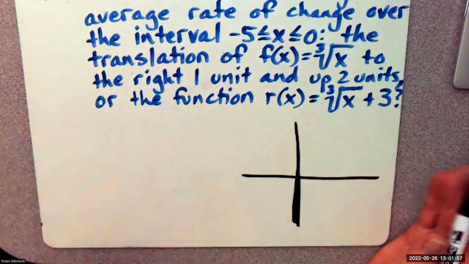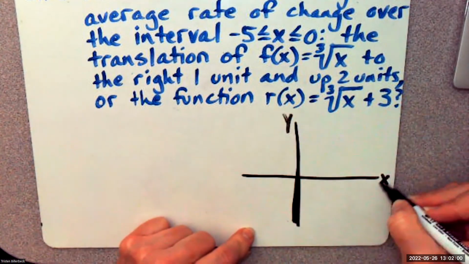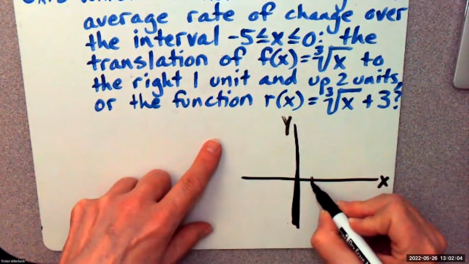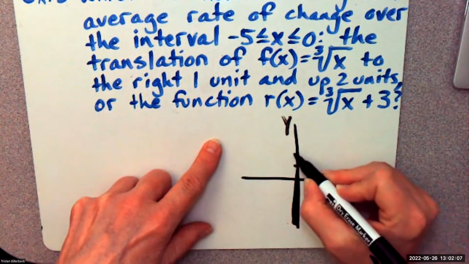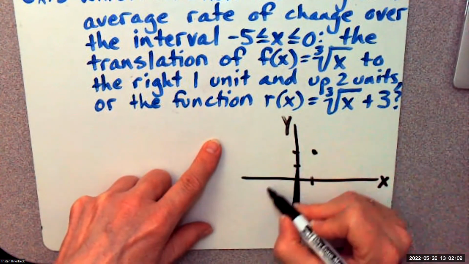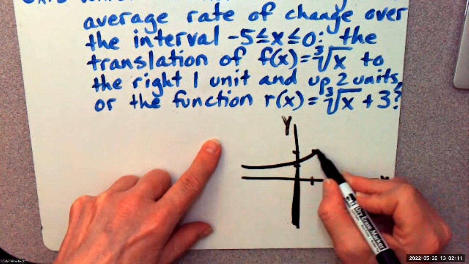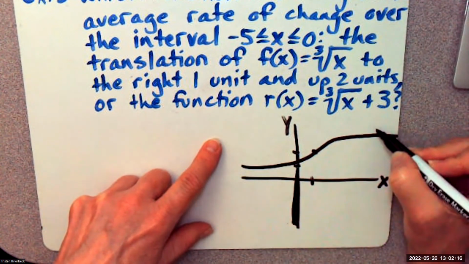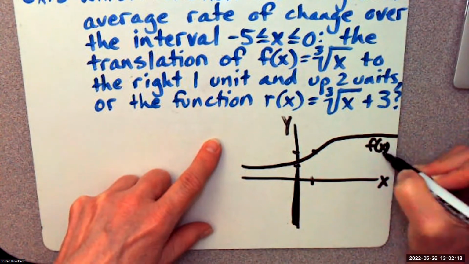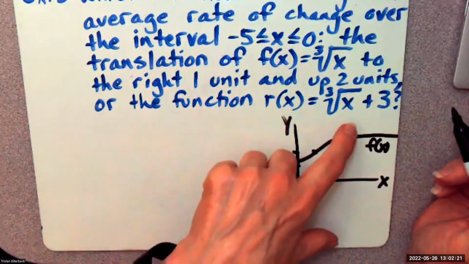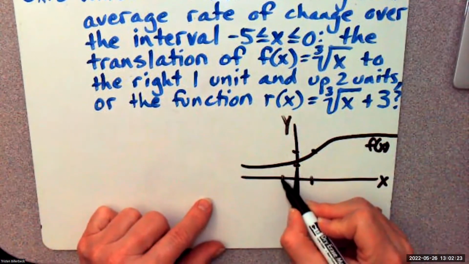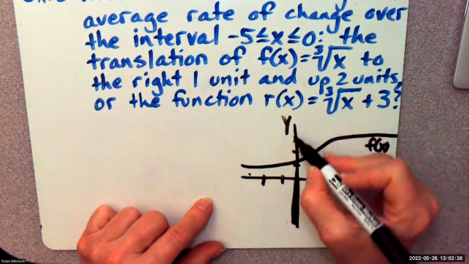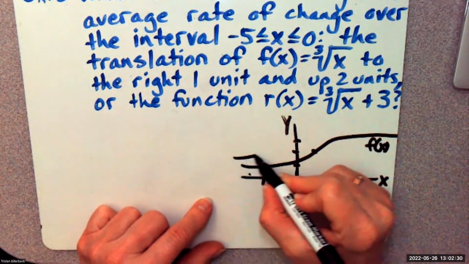Okay, so it's basically the parent function, but it's shifted. So this one shifted right 1 and up 2. So we have something that's looking like this. Okay, so that one is f of x. And the next one is just shifted this direction. Oh no, that's shifted up. So that one shifted up, so it's like this.